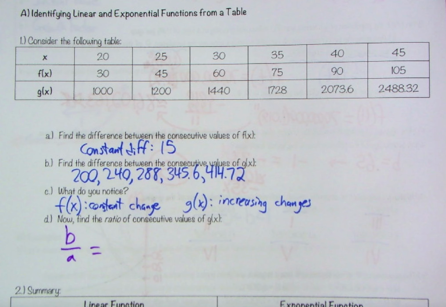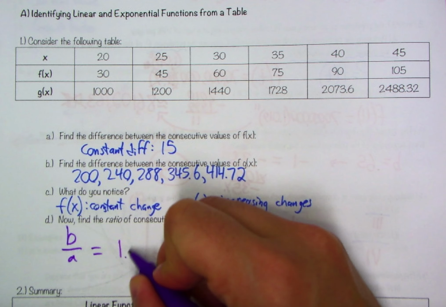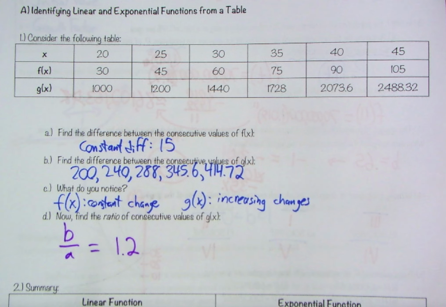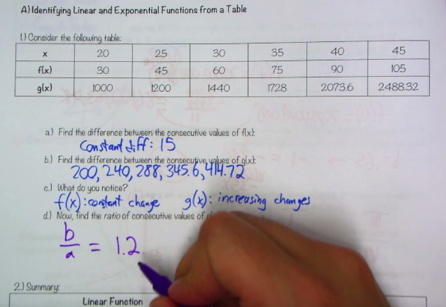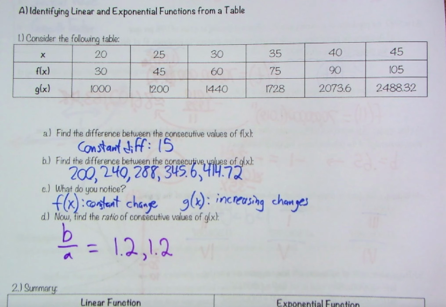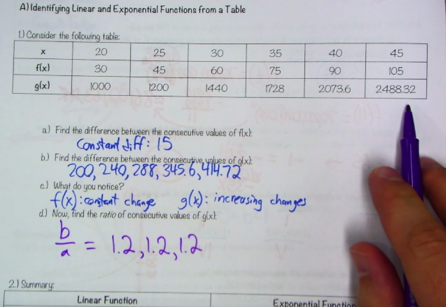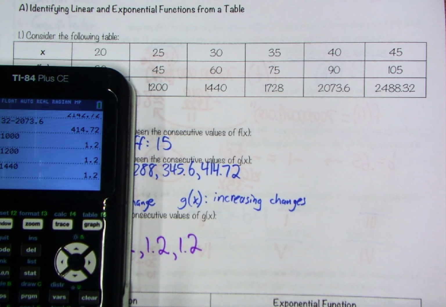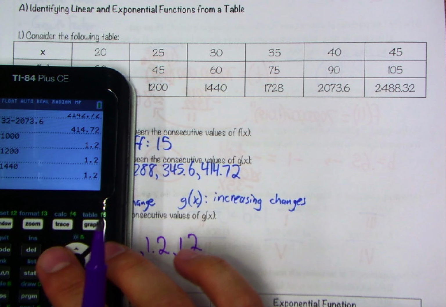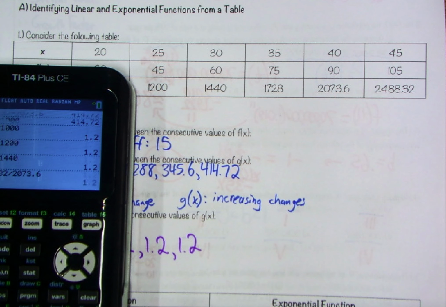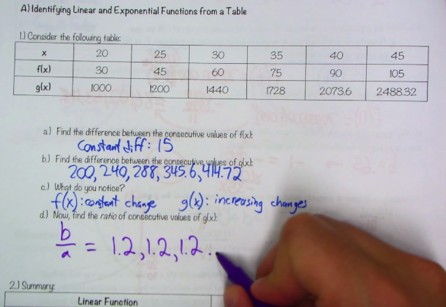Okay, so let's take our 1200, divide it by 1000, and we're getting a 1.2. From there, let's take 1440 and divide it by 1200. Once again, 1.2. 1728 divided by 1440, 1.2. I think we're noticing a bit of a theme. Let's jump to the end and see if it's still holding true for those last couple values. 2488.32 divided by 2073.6. And once again, 1.2.